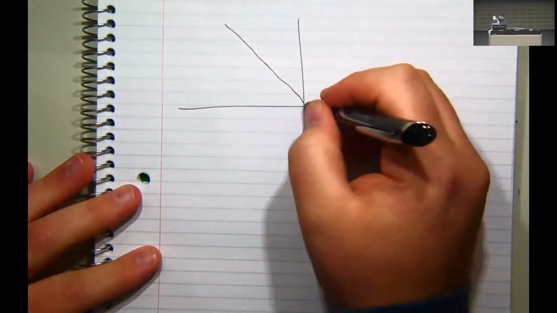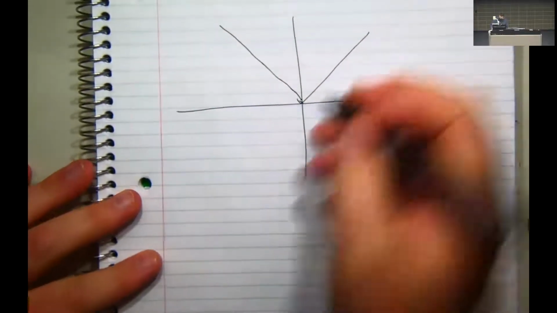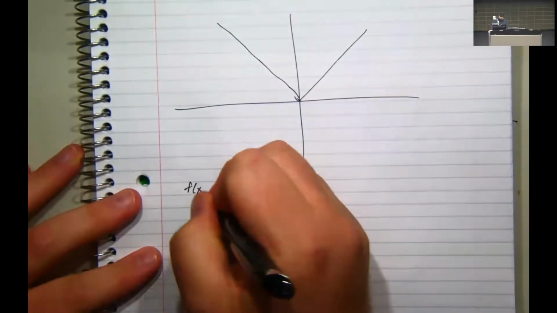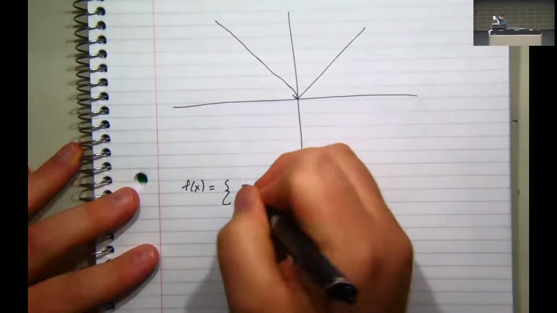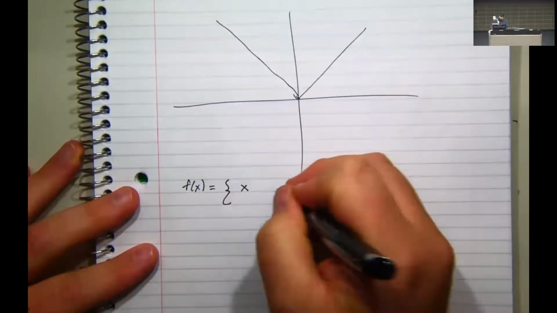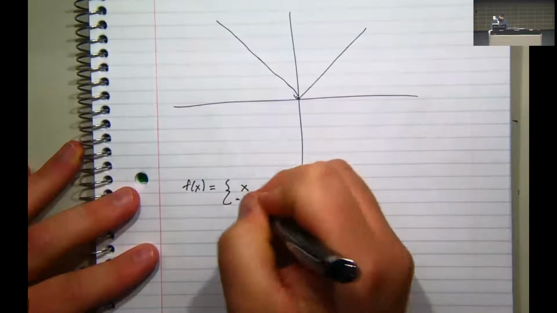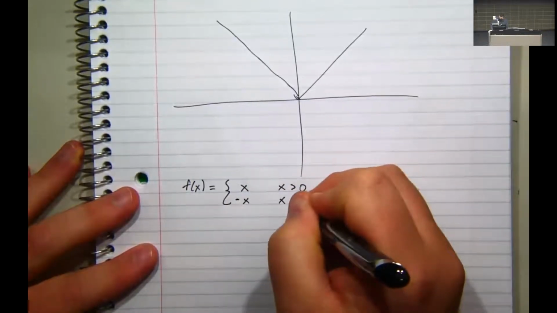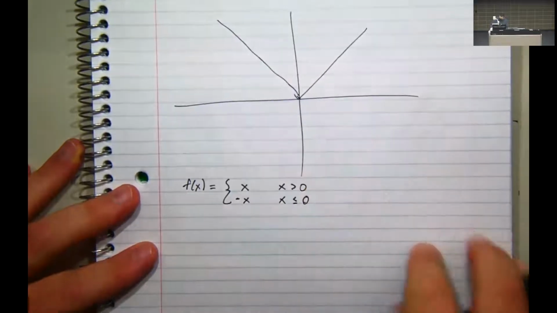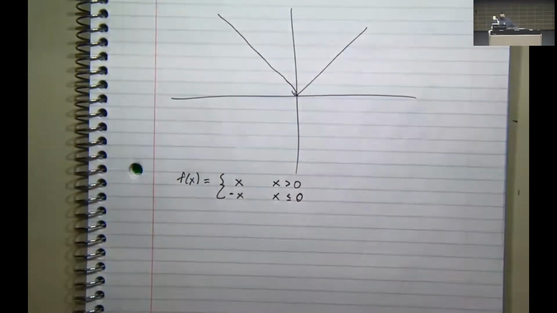Yeah, so let's say we have the example from the notes. Here, f of x is equal to x for x greater than 0, and negative x for x less than, let's just add the equal to 0 there. Okay?